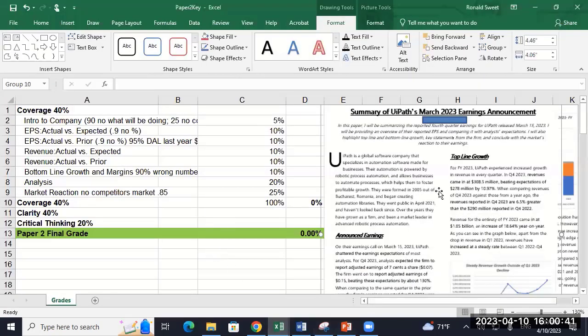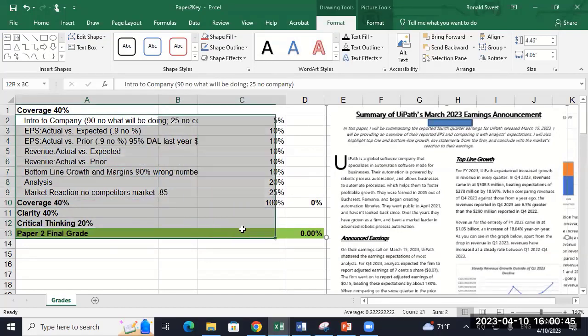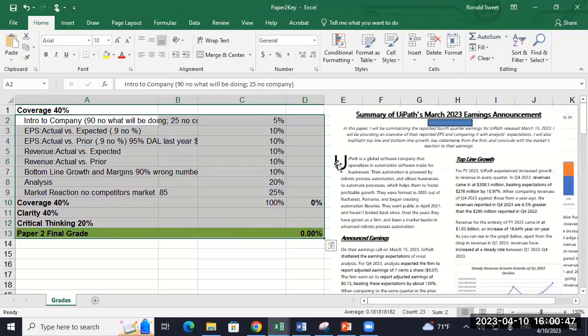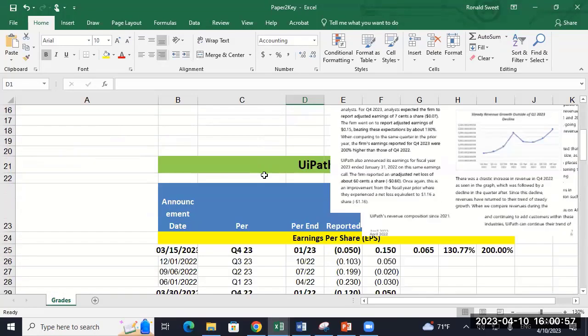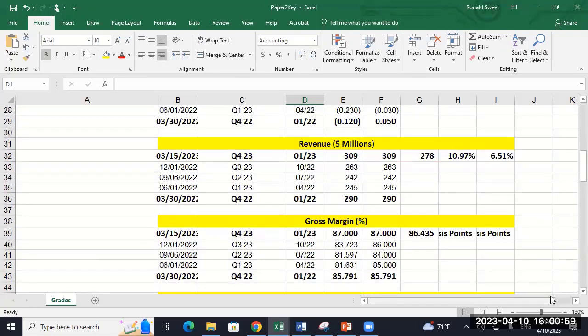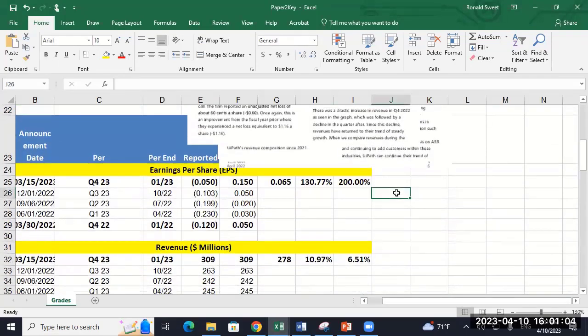So here's a paper. And here's how I grade. So he did UPath, which is not a firm I know that much about. But an interesting company and results. So we've got to start off with just the basics.